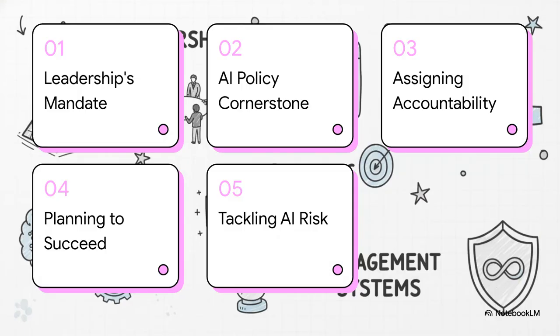Okay, so here's what we're going to tackle today. First up, we're breaking down leadership's core job, their mandate. Then, we'll look at the AI policy, which is really the cornerstone of this whole system. After that, it's all about assigning accountability, making sure people know who's responsible for what. From there, we'll pivot into the nuts and bolts of planning for success, and, probably most importantly, how to get ahead of those unique AI risks.